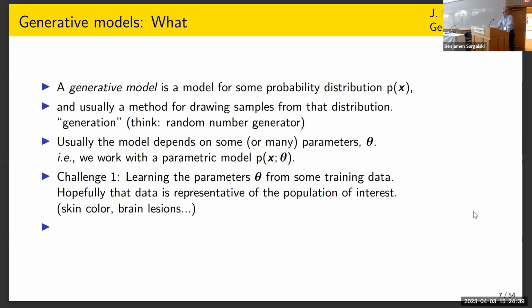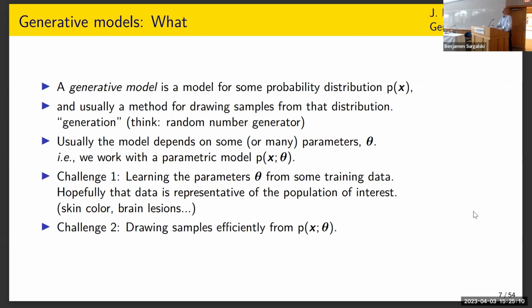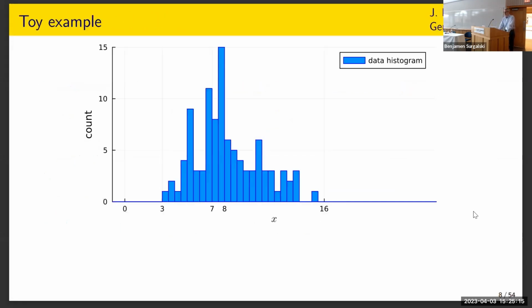And so typically the first challenge in working with generative models is learning those parameters from training data. You hope that that training data is representative so that when you use that model for subsequent inference or other tasks, it will be representative. And there's lots of concern about having incomplete training data, insufficient variety of skin color. In the medical business, we worry about not having enough examples of abnormalities such as brain lesions and so on. So that's the first challenge, training these models. And then the second challenge is actually drawing samples efficiently from those distributions. I'm going to talk about both.